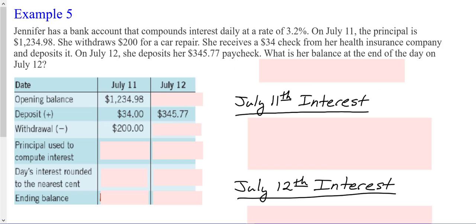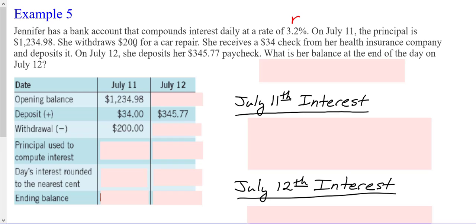Okay, so let's look at how this applies to a bank. Jennifer has a bank account that compounds interest daily at a rate of 3.2%. So that's our rate. On July 11th, the principal is $1,234.98. So our opening balance each day is the principal from the previous day.